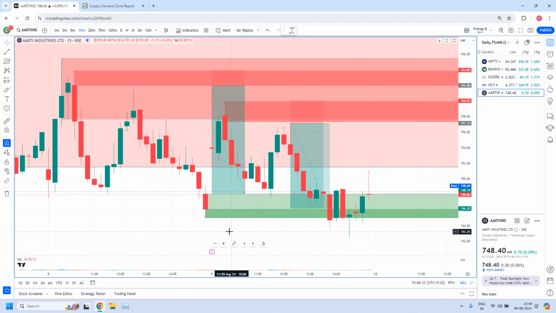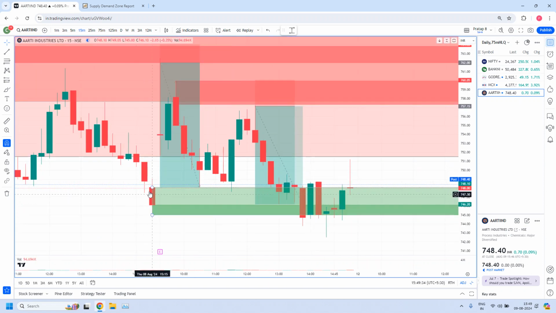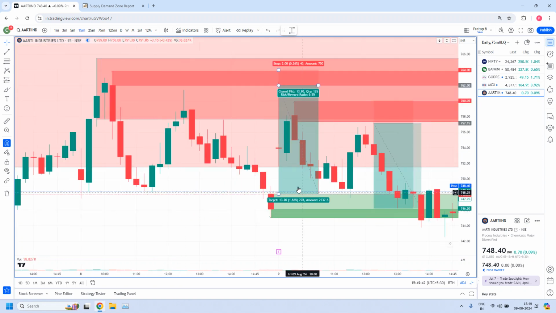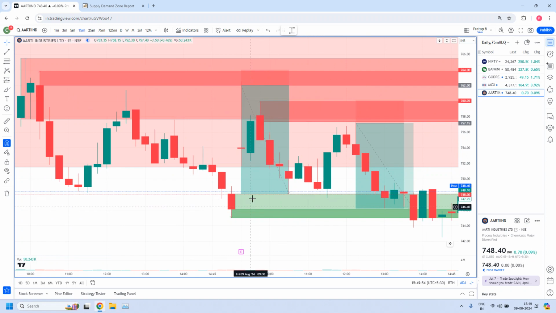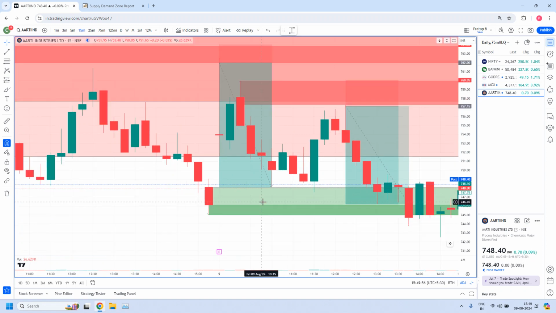Here you have a 15 minutes demand zone. You have a drop, you have a base candle, and then you have a rally candle with a hidden body. So we have a 15-minute zone. And moreover, it is getting close to 1:7 RR. 1:6.95 RR. That means close to 1:7 RR is there until this 15-minute zone.